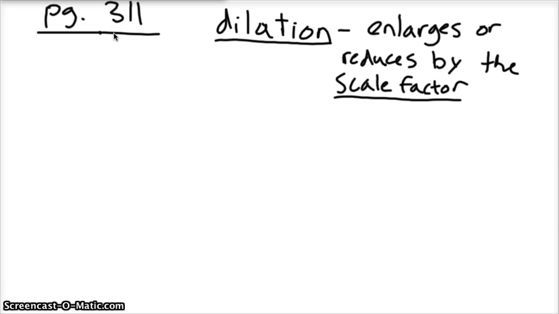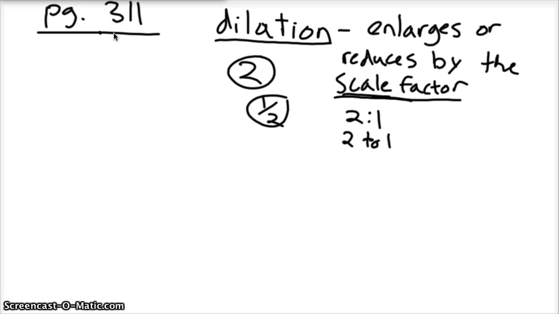So here's our new word. Our word is dilation. And the definition says it either enlarges or reduces by the scale factor. So if you remember, a scale factor is a number. It could be a number like 2, it could be a number like 1/2, any kind of number like that. Remember, it also could be put as a ratio, so you have 2 to 1. But most likely, you'll see numbers like these, just normal numbers.